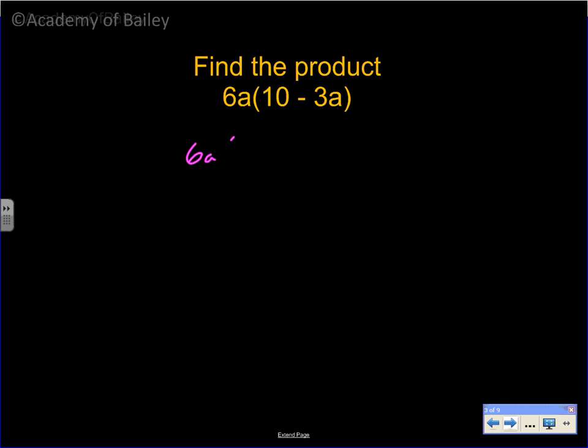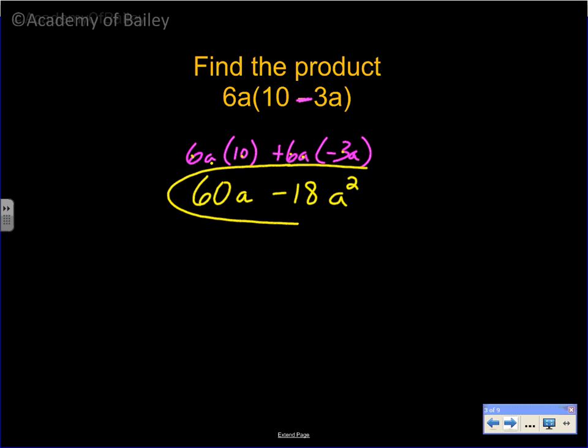You're going to take 6a and multiply it by 10. And then you're going to take a positive 6a and multiply it by a negative 3a. Don't forget the negative sign goes with 3a. So let's go ahead and multiply those. We know 6 times 10 is 60, and a doesn't get multiplied by anything, it's just a. Now on the right, we have 6 times negative 3, which is negative 18, and a times a is a squared. And so that's what we're left with: 60a minus 18a squared.